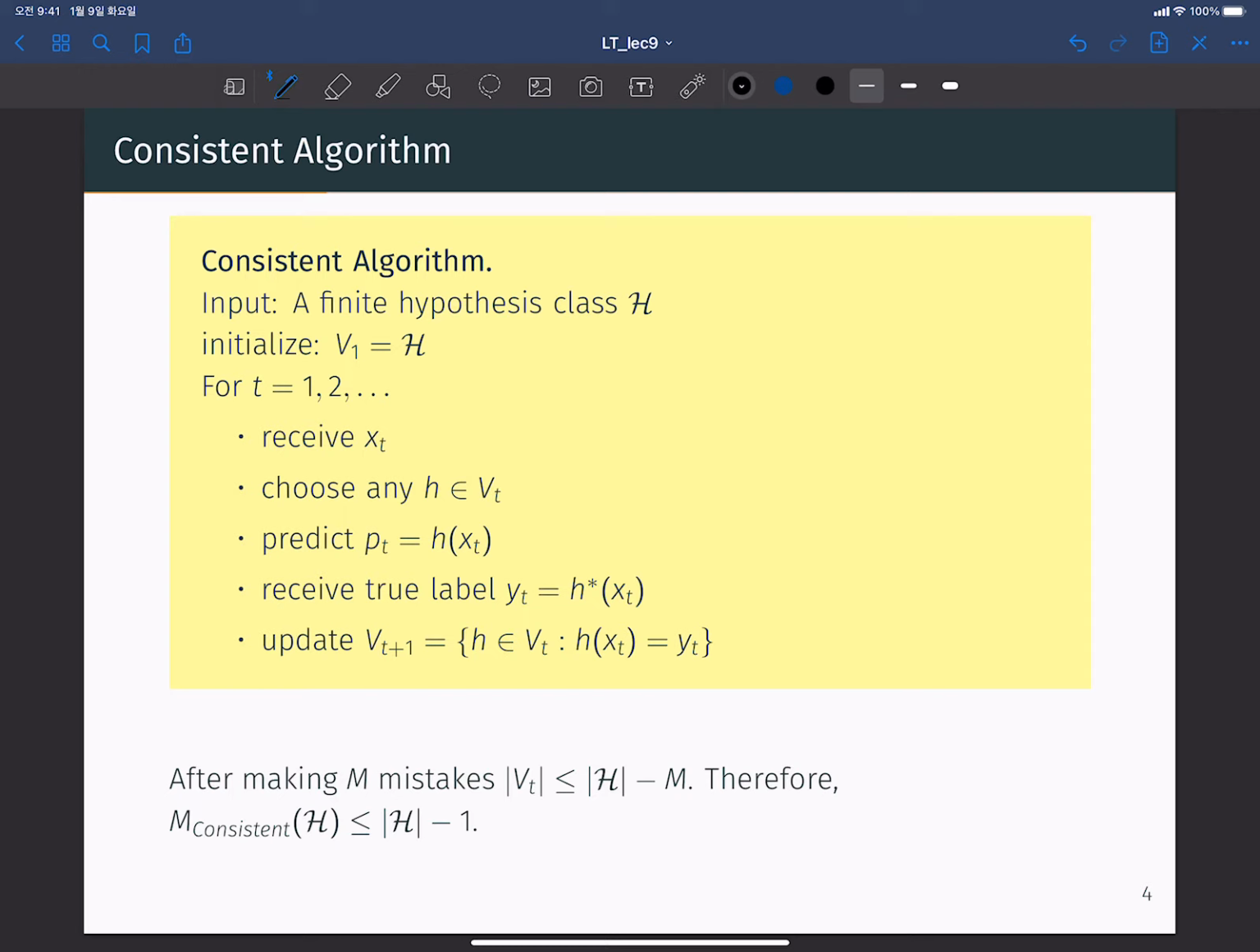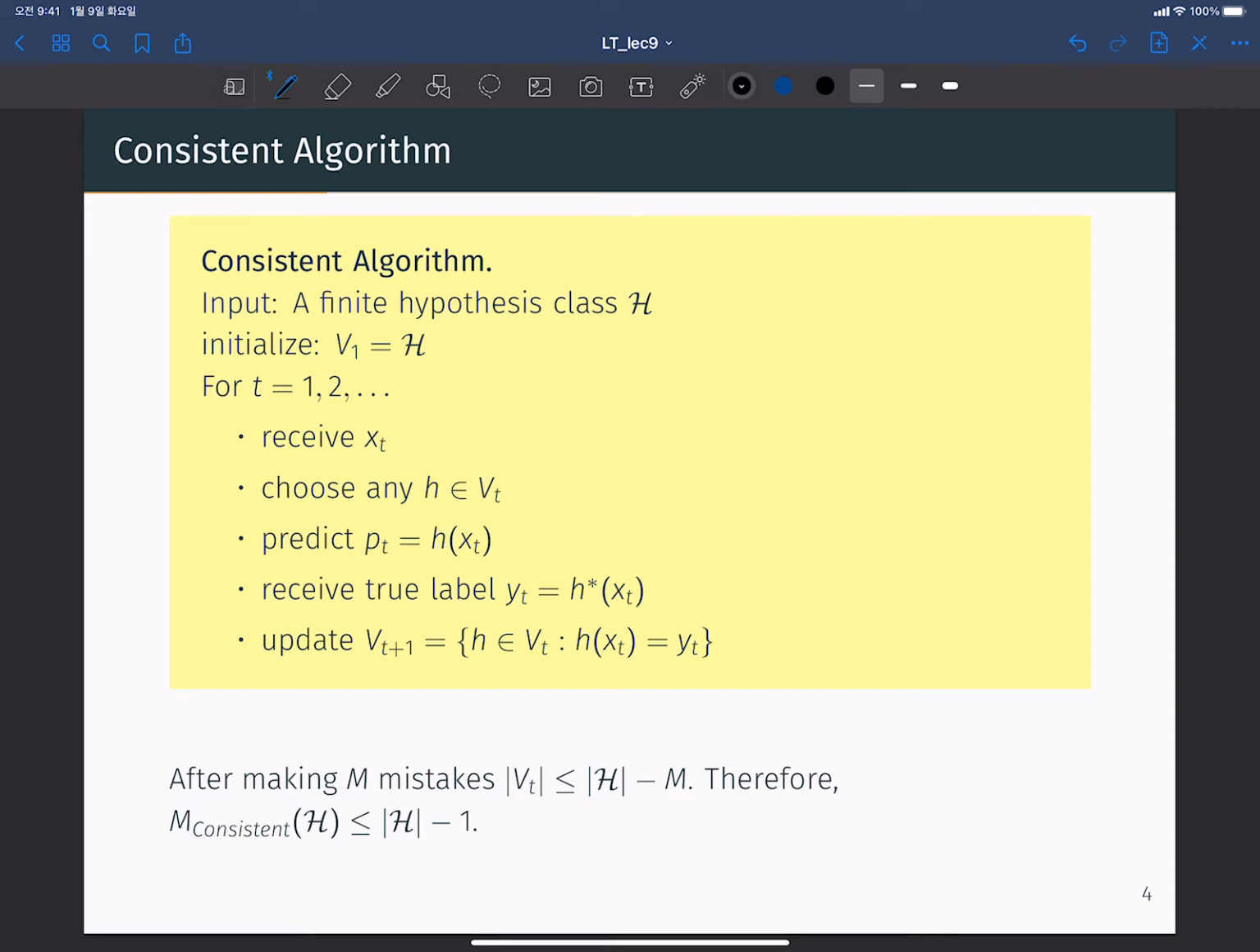Then what is a good algorithm for the online setting? So let's first consider a very naive algorithm called the consistent algorithm, where the input is of course the finite hypothesis class. Among the hypothesis class, we have to select one hypothesis to make predictions.